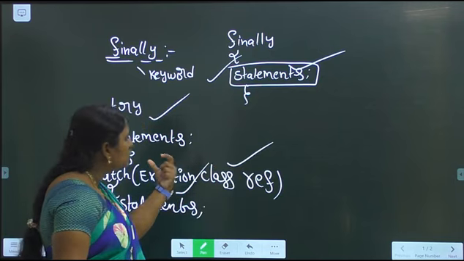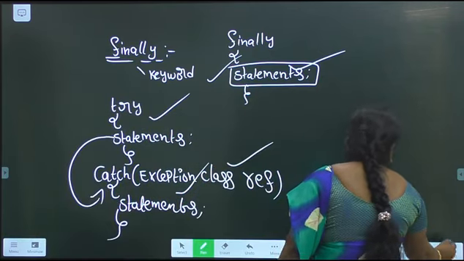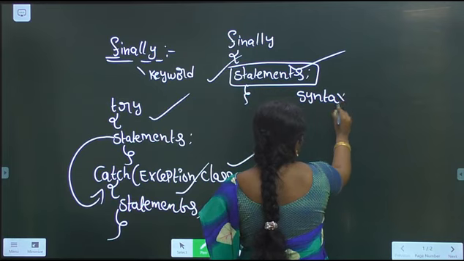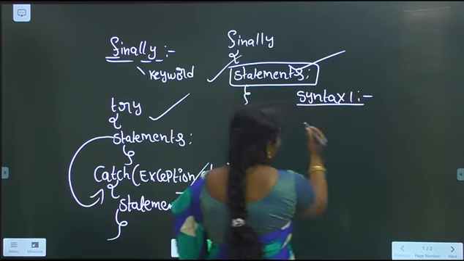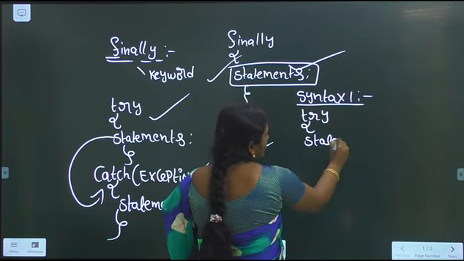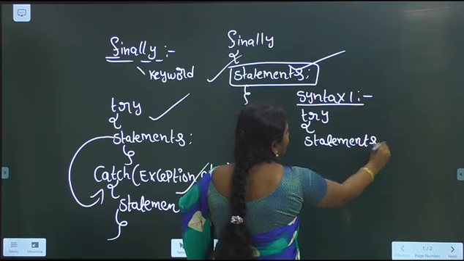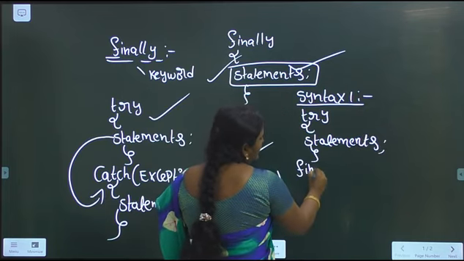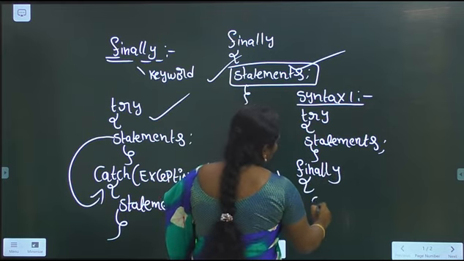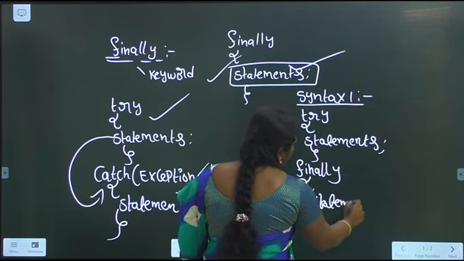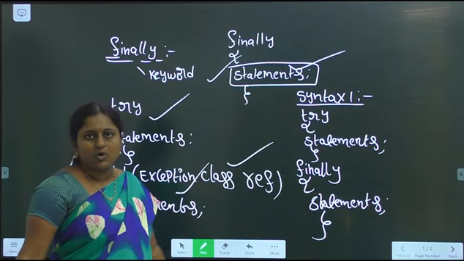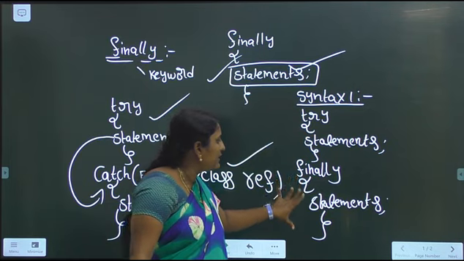The finally block has two syntaxes. Syntax 1: try, statements. After try we write the finally block. In Java it is possible, after try, to simply write the finally block. So this is one syntax of the finally block: after try, directly we write the finally block.